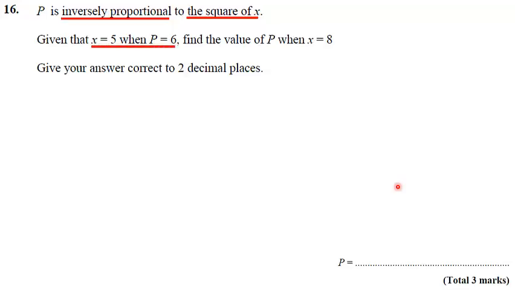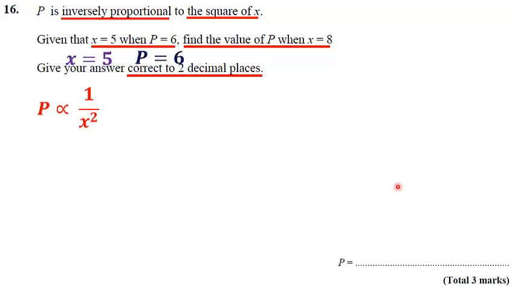Given that x is equal to 5 when p is equal to 6, find the value of p when x is 8. Give your answer correct to 2 decimal places. So this is a pretty standard question. You just need to make sure you pick up the first line. And the first line is telling us that p is inversely proportional to x squared, right?